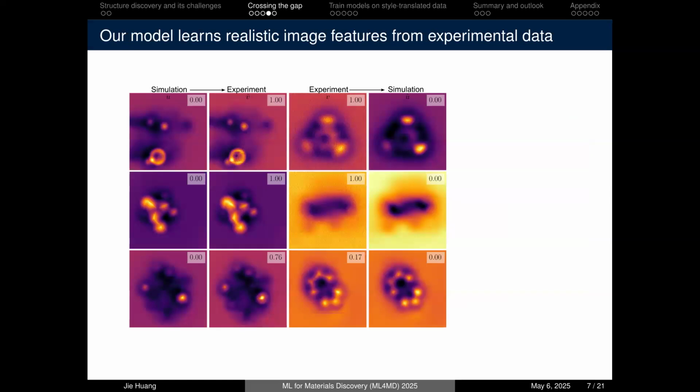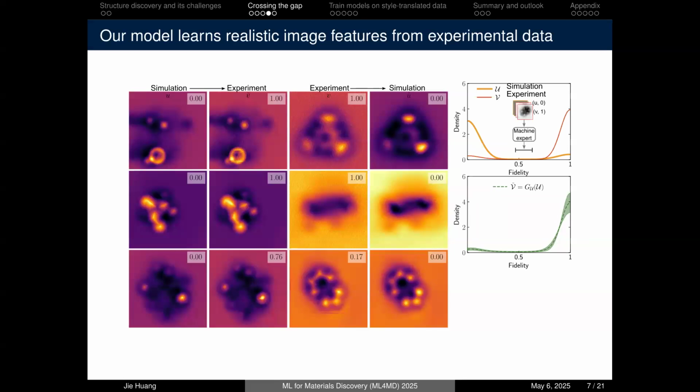So here is the result. The first column corresponds to the simulation image, and the second column is the style-translated image. So it learns some experimental style. I hope you can see. It adds some noise in the background, and not only can we get the forward translation, but we can also get the reverse translation from experiment to simulation, so that it serves as a denoising tool, and it can also remove some artifacts.